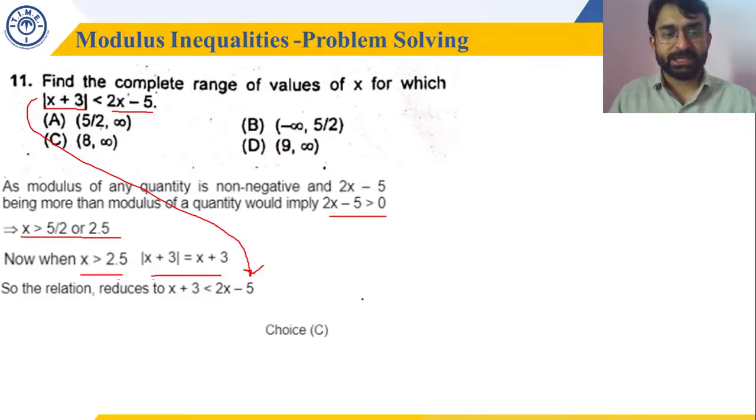Now we can solve this. x is greater than 8. So my answer will be, if it is greater than 8, that means it can take any value from 8 onwards. 8 cannot be included. Answer is 8 to positive infinity. I hope this is okay. So answer is C, Calcutta.